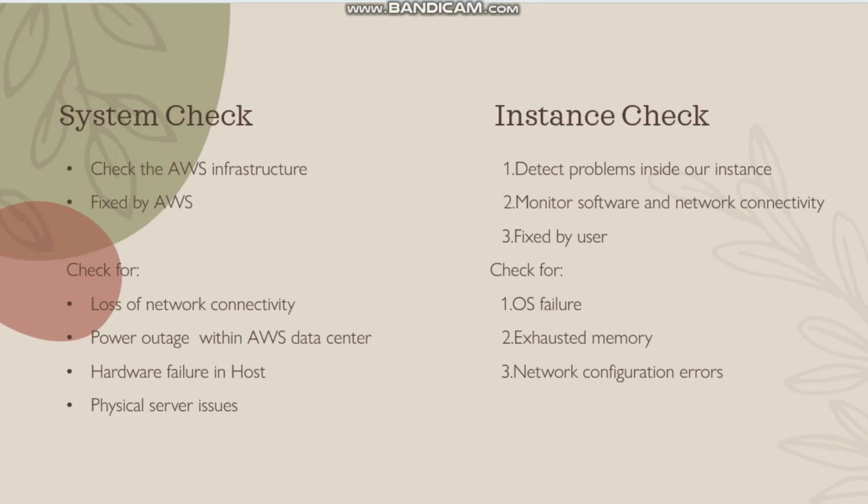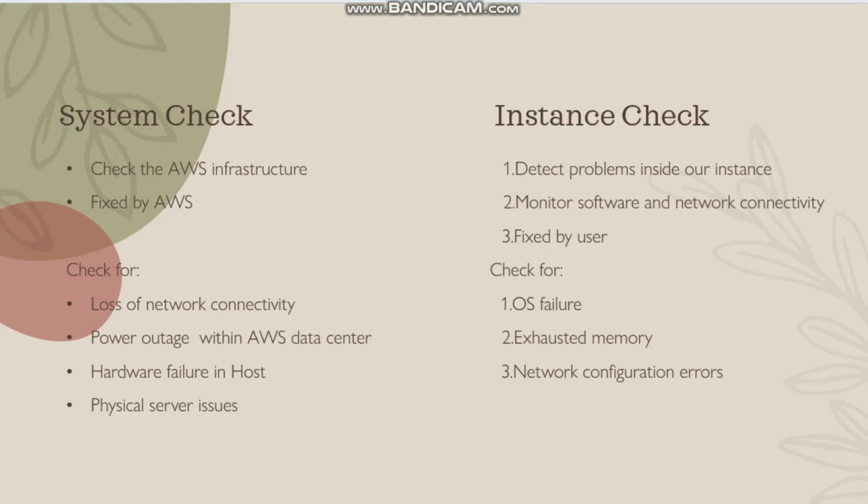Instance check. The instance check is used to detect a problem in the operating system or the software that we installed. That will be fixed by the user only, not by the AWS. So it is used to detect the problem inside the instance. The instance check will fail if the operating system fails to perform, or there is a memory shortage in the resources, or the network configuration is not connected properly.